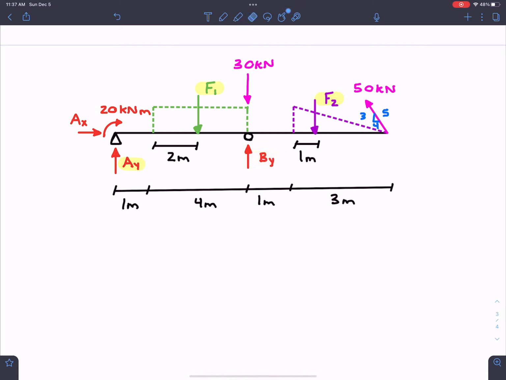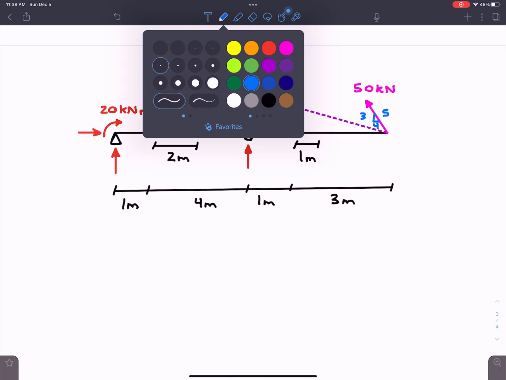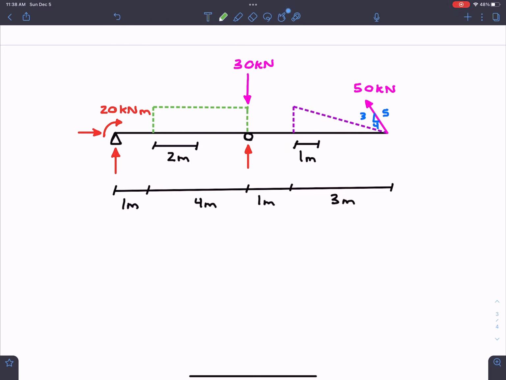So I'm going to erase a lot of these, and I'm even going to erase AY, BY, and put in their actual values. I'm going to erase F2, of course. One key thing when you're drawing shear force diagrams and bending moment diagrams is that it's important to have it as a distributed load rather than a point load. So for instance, I'm going to have 20 kilonewtons per meter here. On the purple side, it's also 20 kilonewtons per meter.